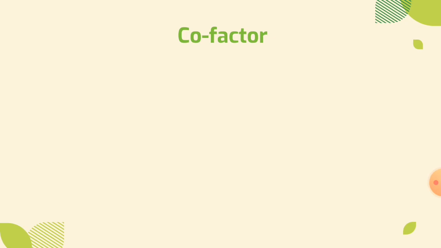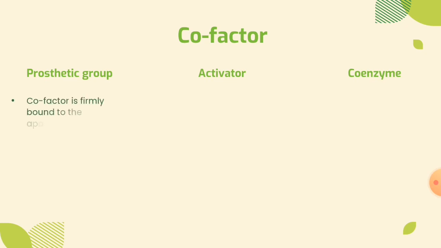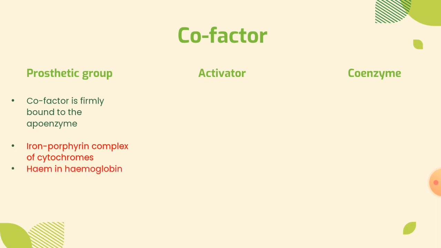Then the cofactors are of three types: prosthetic group, activator, and coenzyme. First one, prosthetic group. If the cofactor is firmly bound to the apoenzyme, it is called the prosthetic group. The iron porphyrin complex of cytochromes and heme in hemoglobin are some of the examples for prosthetic group.